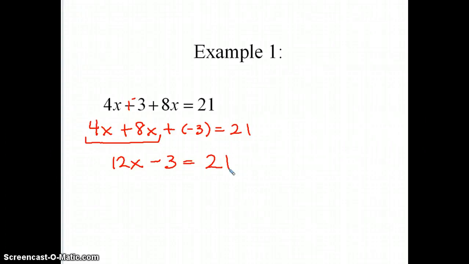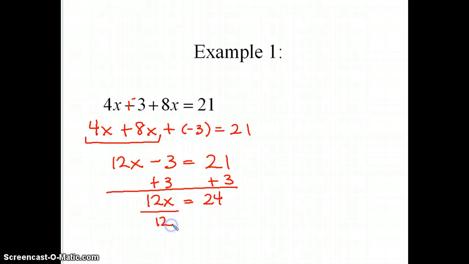At this point, I am going to add 3 to both sides. When I add 3 to both sides, I end up with 12x on the left side and 24 on the right. To undo the multiplication of 12 times x, I'm going to divide by 12 on both sides. When I divide by 12 on both sides, I end up with x is equal to 2. My solution is x is equal to 2, and we can check that.